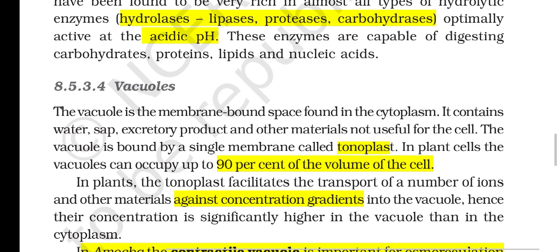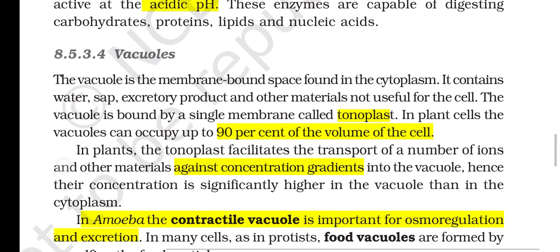8.5.3.4 Vacuoles. The vacuole is the membrane-bound space found in the cytoplasm. It contains water, sap, excretory product, and other materials not useful for the cell. The vacuole is bound by a single membrane called tonoplast. In the plant cells, the vacuoles can occupy up to 90% of the volume of the cell.